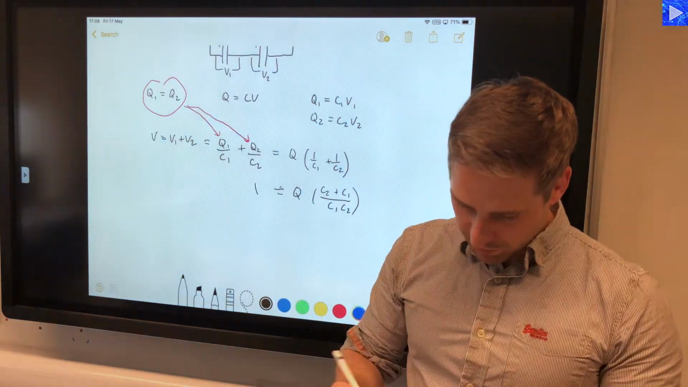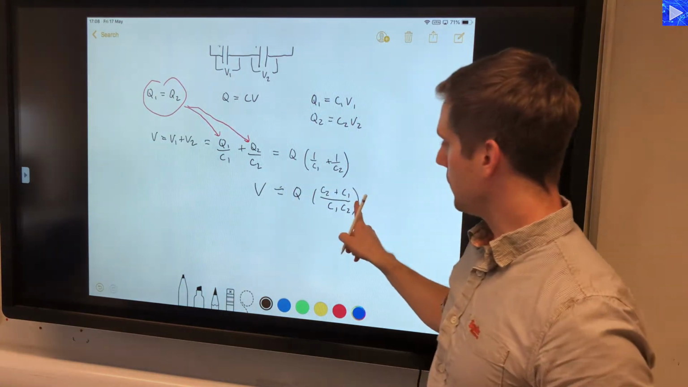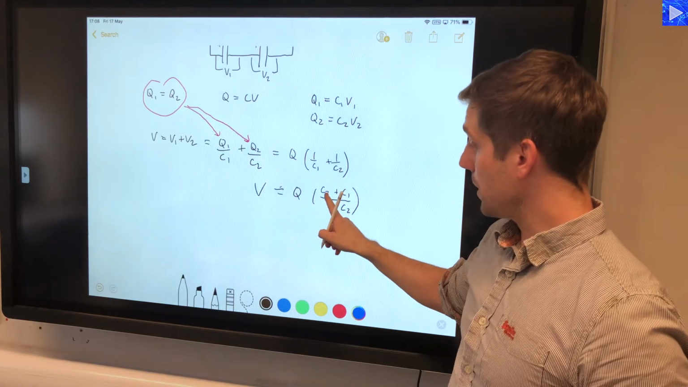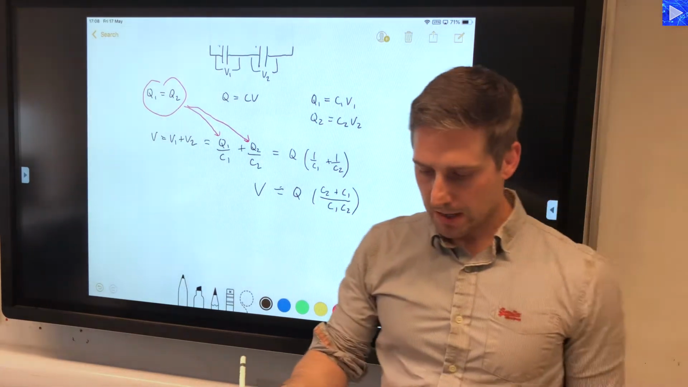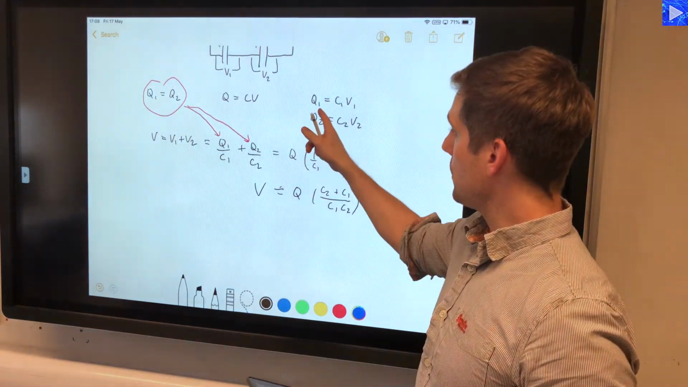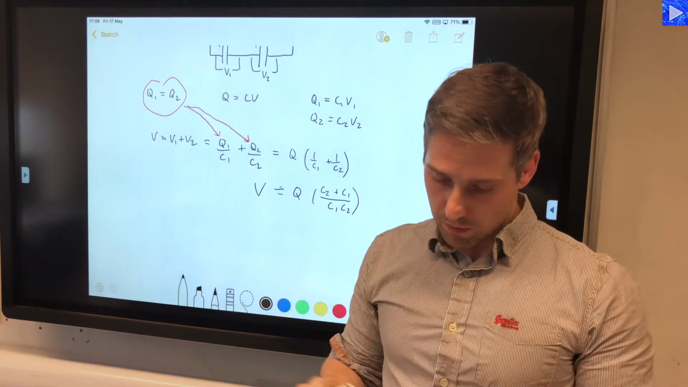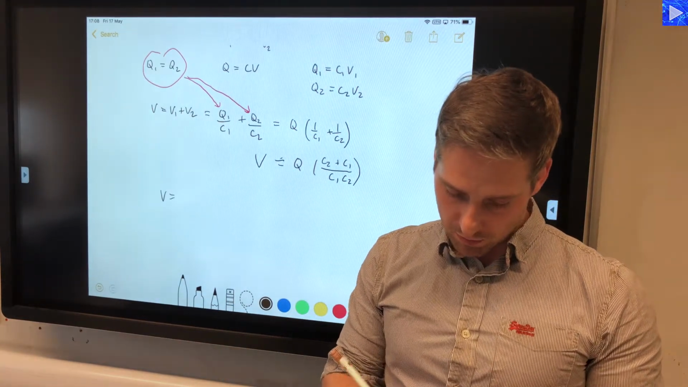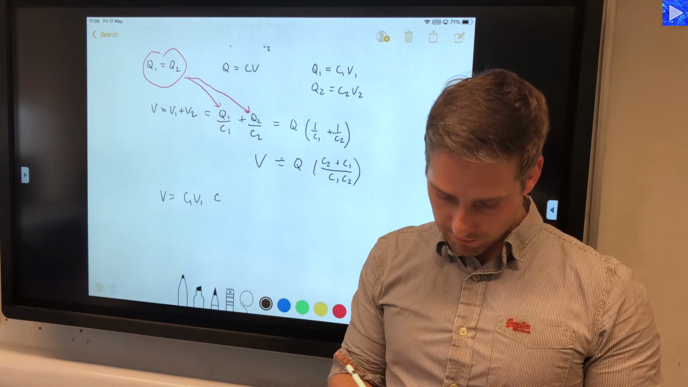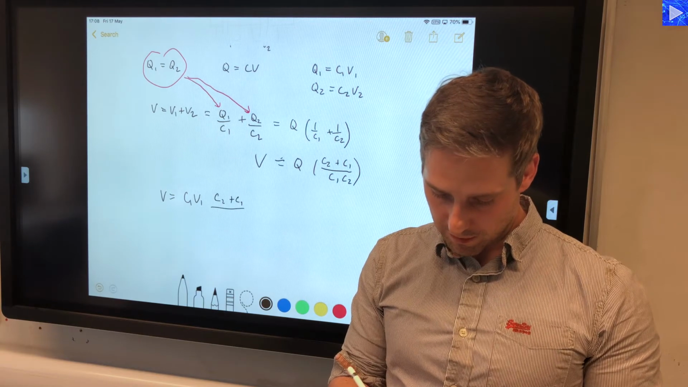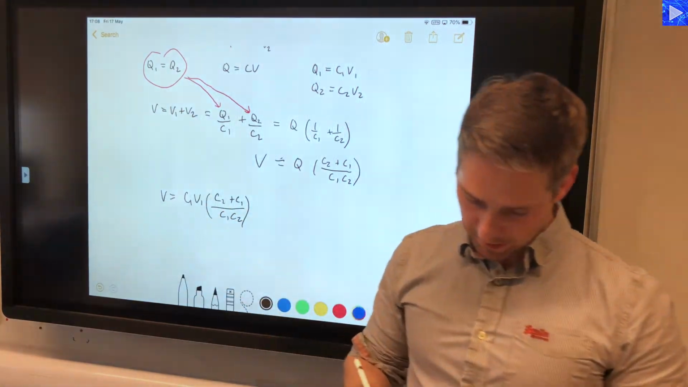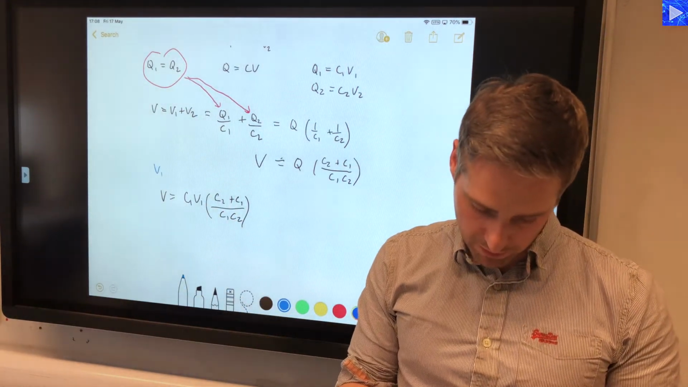This is equal to the voltage up here, so the overall voltage is equal to the charge stored on the capacitor multiplied by this ratio here. Now let's work on getting rid of Q. So Q is equal to C1 V1, so we could substitute that in there. So V is equal to C1 V1 multiplied by C2 plus C1 over C1 C2. So this is for finding V1.